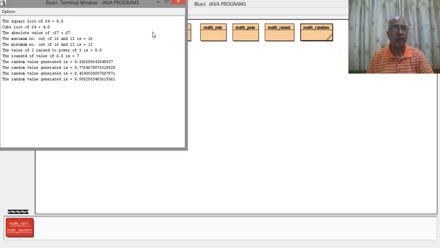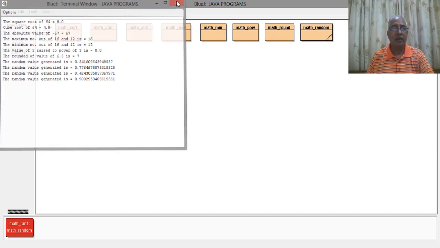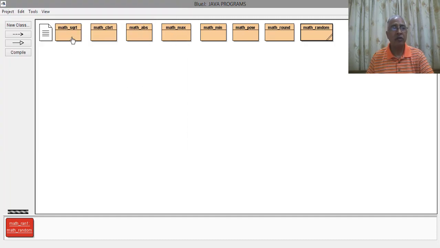So here we end our program and our session also. I have explained to you square root, cube root, absolute, maximum, minimum, power, round and random functions. There are some more functions which I will explain later on, but as of now these are enough for you to practice and make these programs and use them in your programs whenever they are required.